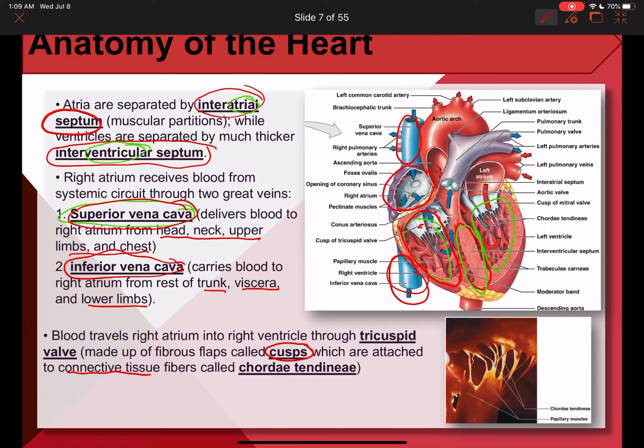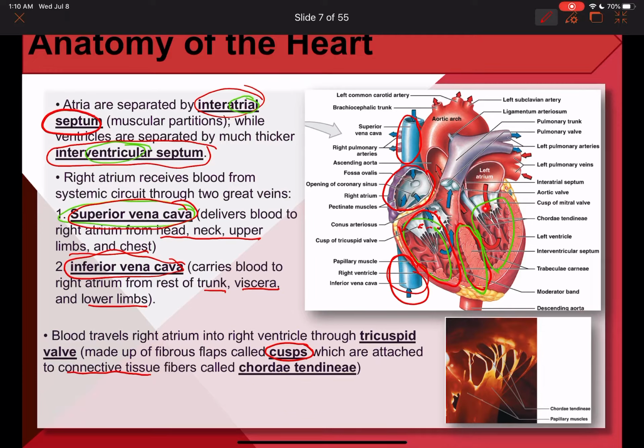This particular valve on the right side is called the tricuspid valve because it contains three cusps, three little flaps. These three flaps will swing open and shut according to muscular contraction of the heart that I'll talk about when we get to the cardiac cycle. Now, the unique thing about the tricuspid and on the other side, the bicuspid valve. This side is called the bicuspid valve because it only has two cusps on the left side.